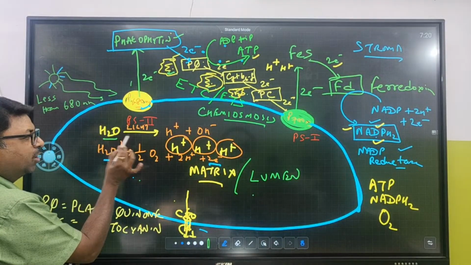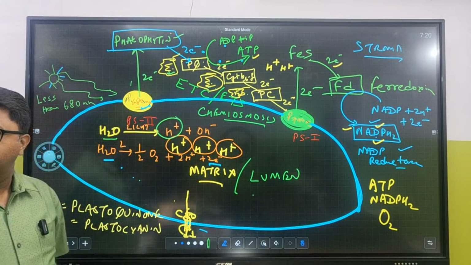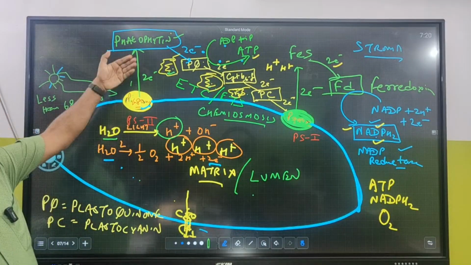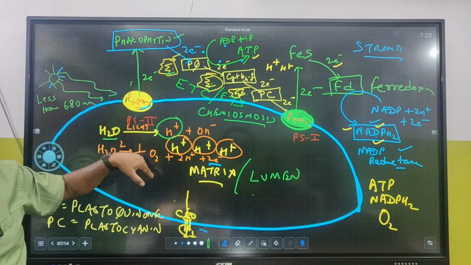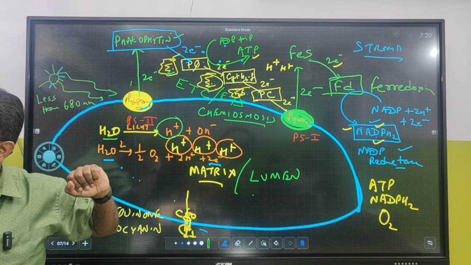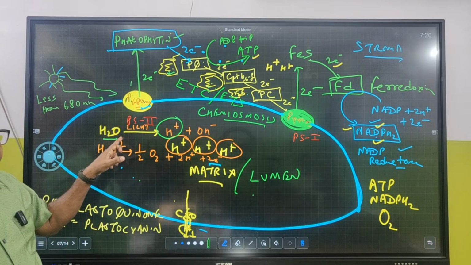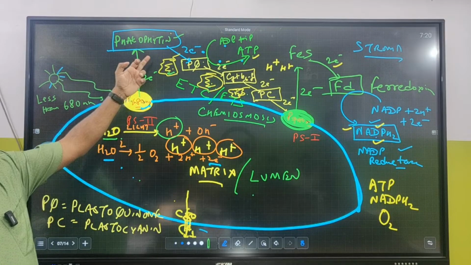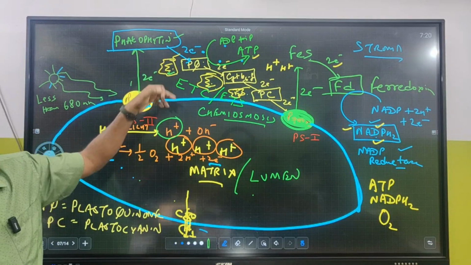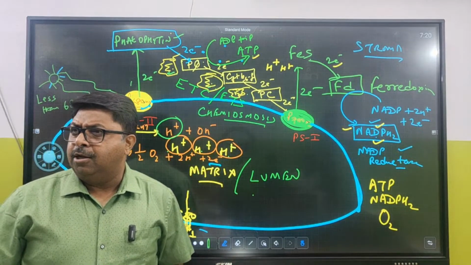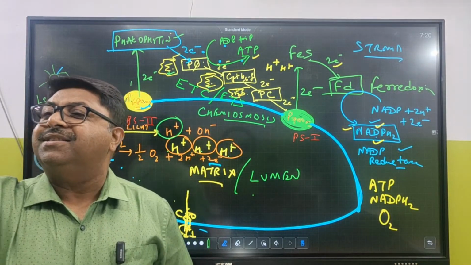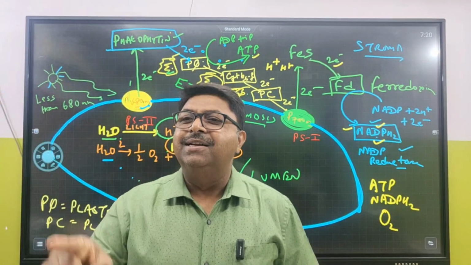At P680, water got split and formed what? And this has taken place towards the matrix, towards the stroma, or towards the lumen? Towards the lumen. So the H plus ion increases inside the lumen. So what is the first reason of gradient formation inside the lumen? Sir, splitting of water.